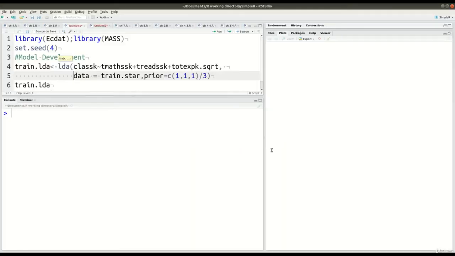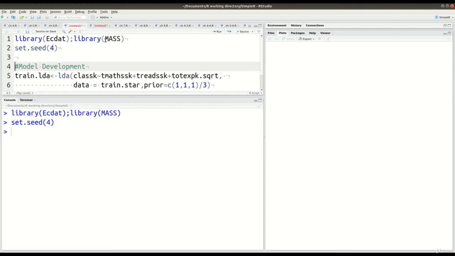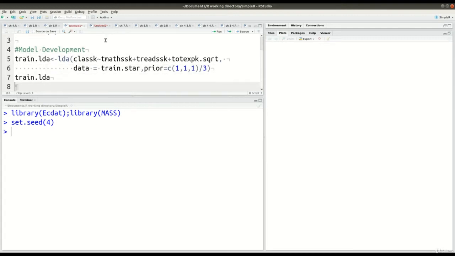You can see here, not a lot of code in this particular video. All we're going to do is load our packages in case you logged out of R or turned off R since the last video. We really need the MASS package this time in particular, because that's where the LDA function lives. We're going to set our seed to 4, and then in lines 5 and 6 we're going to train our model.